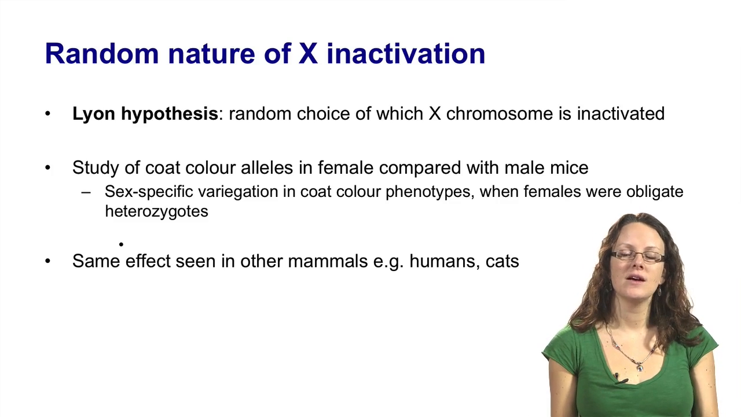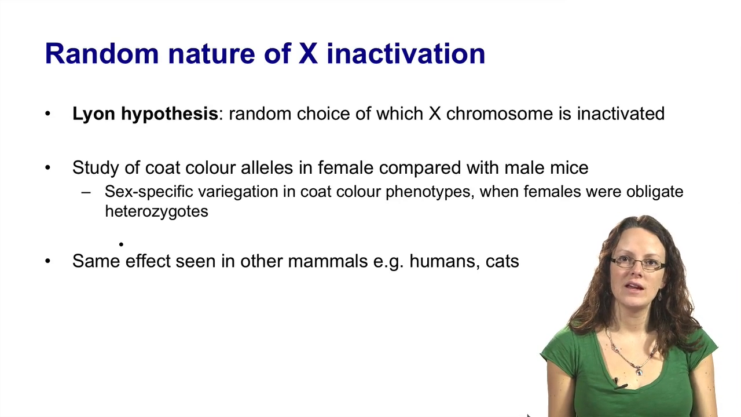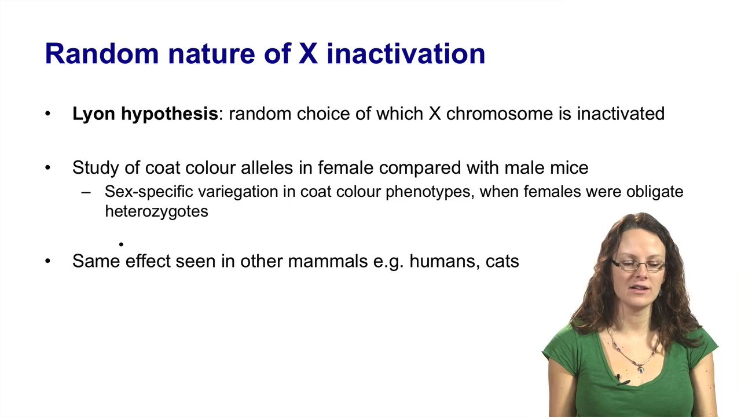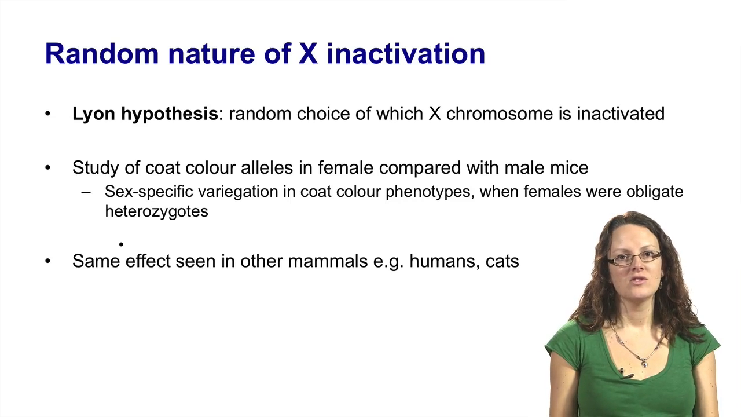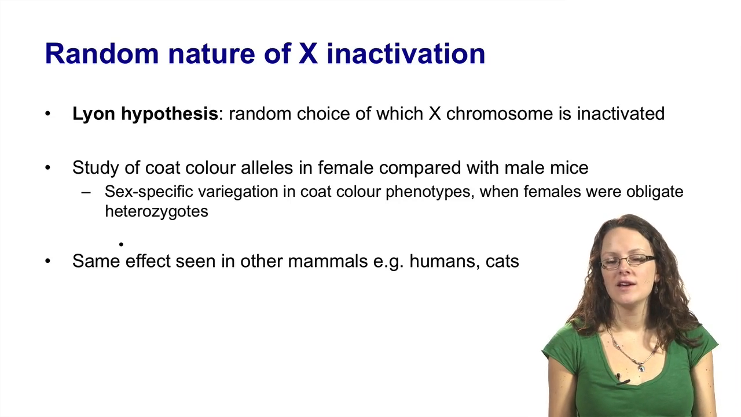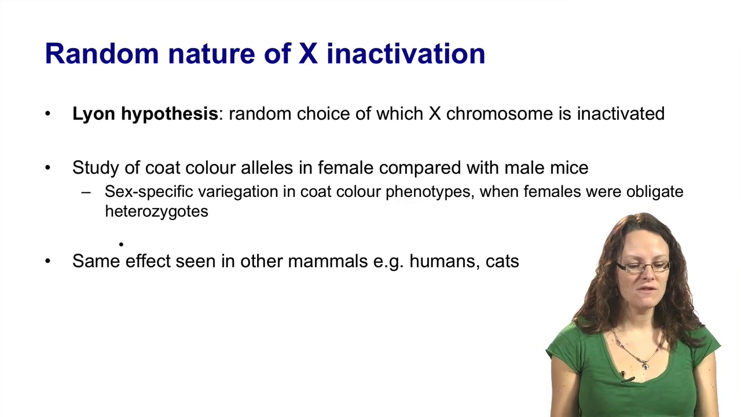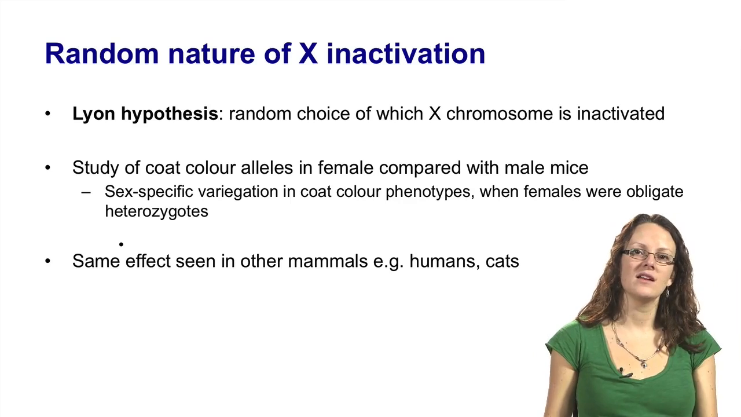So other than how many X chromosomes will be inactivated, the second part of Mary Lyon's hypothesis is the random nature of X inactivation. We've discussed this before, thinking about the calico cat, and I'd like to come back to it again because it's really a nice and important finding that she had. She wasn't actually studying calico cats, she was studying something very similar, the coat colours in mice, an experimental model system.